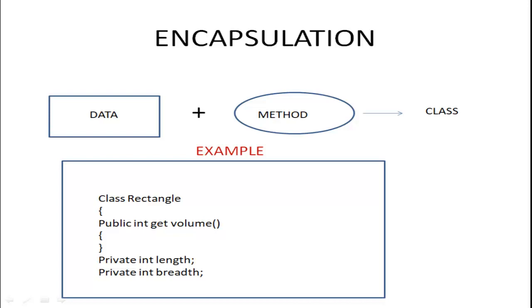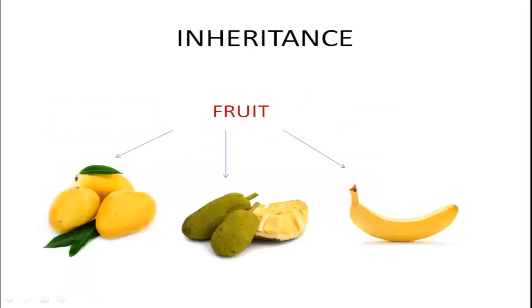Look at this example. In this example, variables length and breadth are private. This means that they can be accessed only by members of the class rectangle but not by any part of the program. This is the simple example of encapsulation.